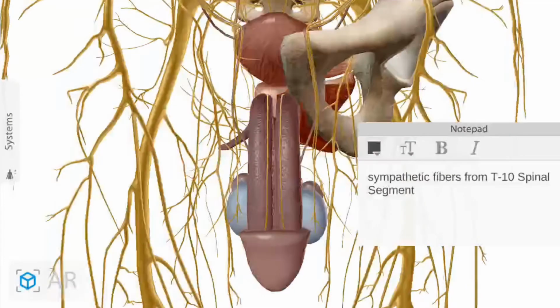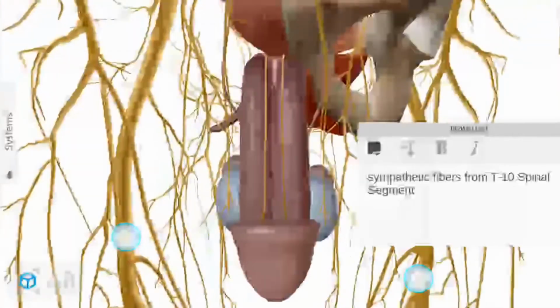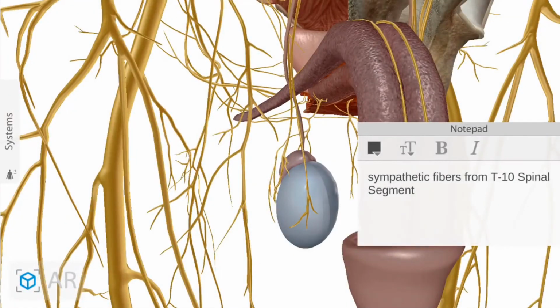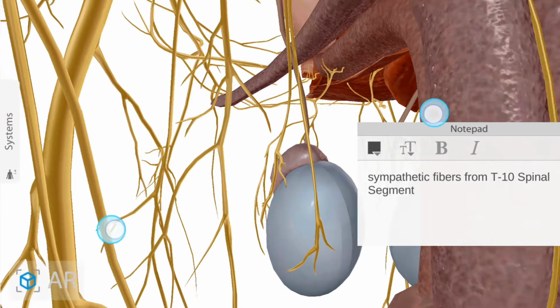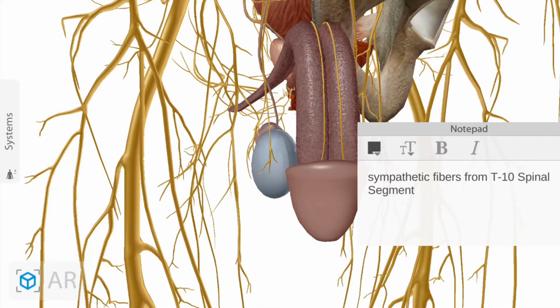The nerve supply of the testis is by the sympathetic fibers from T10 spinal segments. Sorry, this is not shown in this 3D diagram, but the testis is supplied by the sympathetic fibers from the T10 spinal segments.